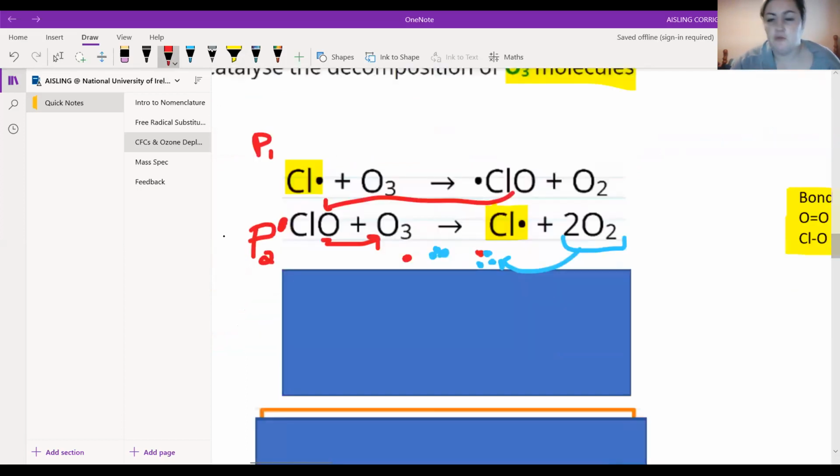And then we also need to know the overall reaction. Where's this door actually? My cat opening and closing doors.